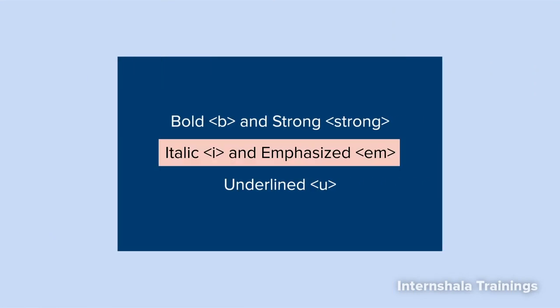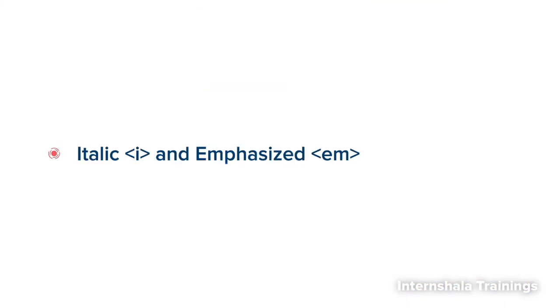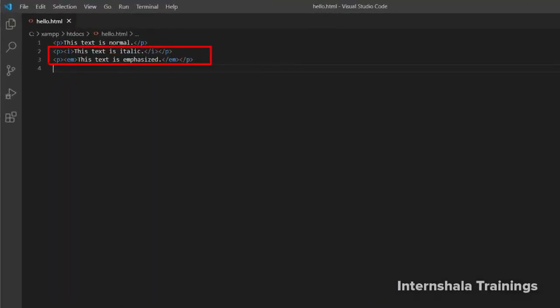Now we will discuss the italic and emphasized HTML tags. Both these tags are used to add the text in italics on a web page. Again, visually there is almost no difference between these two tags and they can be used interchangeably. The only difference is how the screen reader deals with them.